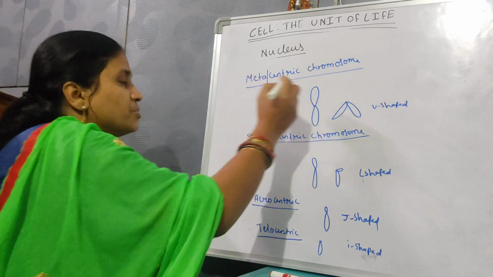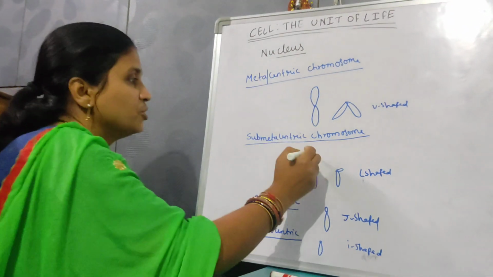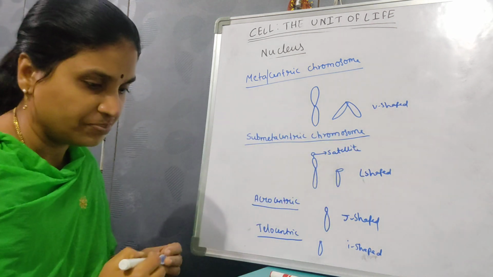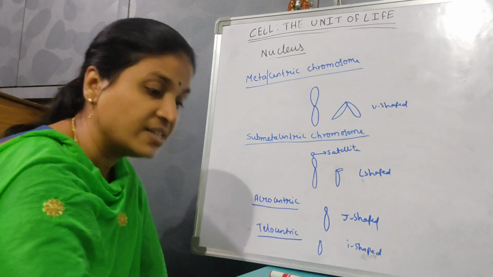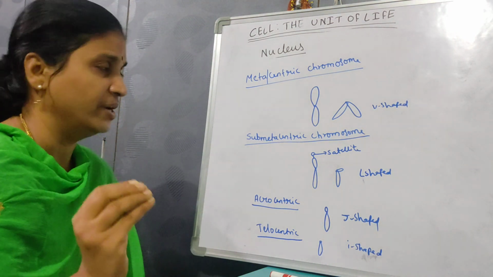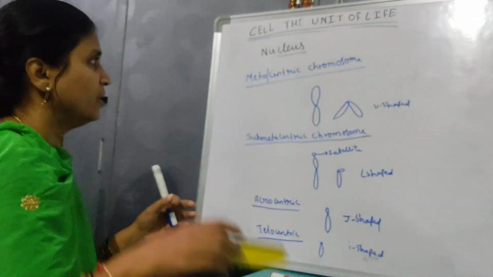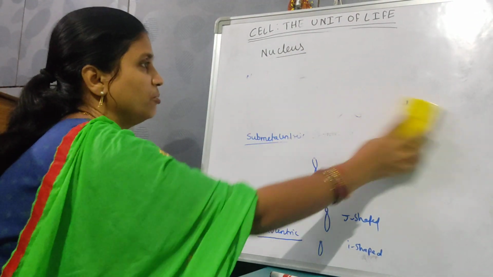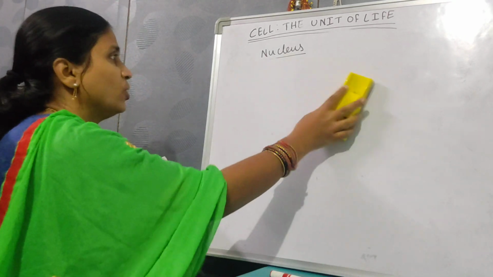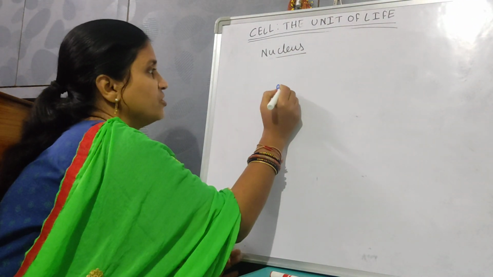Sometimes non-stained structures are present at the tip of the chromatid. This particular non-stained structure is called a satellite. It is a non-staining secondary constriction which gives the appearance of a small fragment. So this is about the types of chromosomes based on centromere position. Then these chromosomes are going to have the DNA, and they appear like beads on a string.